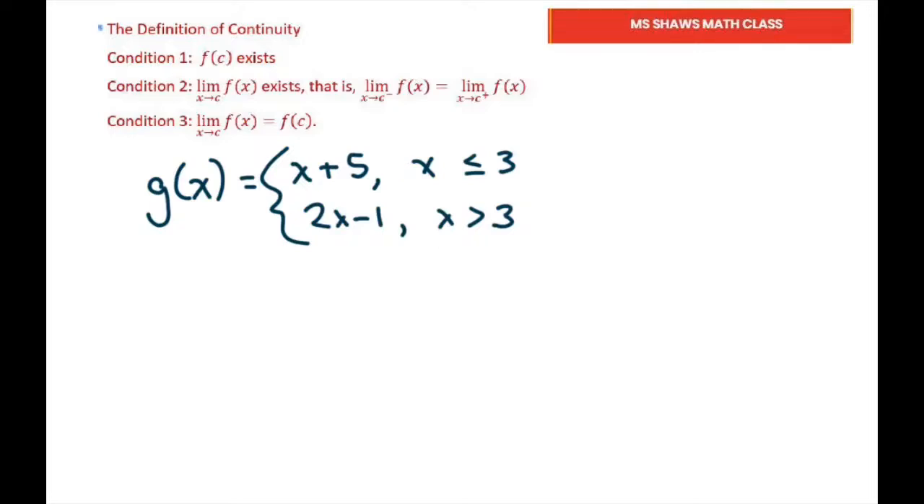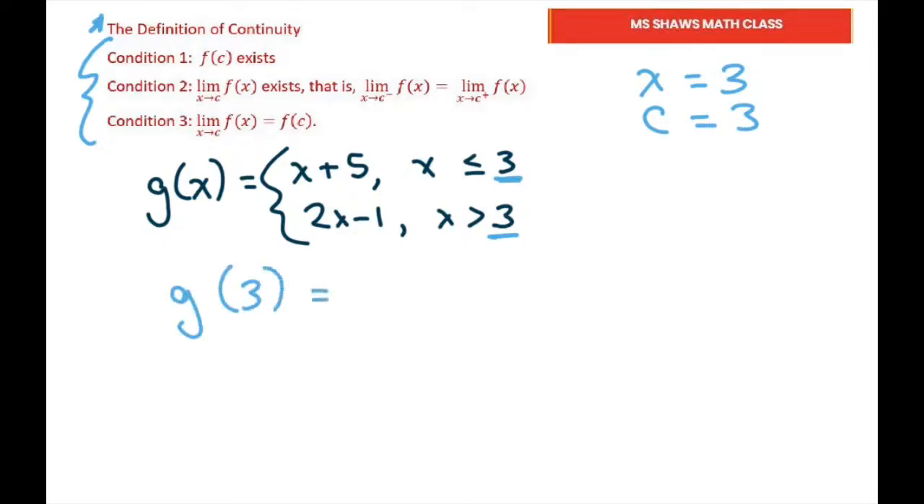The definition of continuity means it must meet these three conditions in this order. So we're testing at x equals 3. Therefore, that is our C, because the graph is changing at 3. So we're going to try g of 3. You have to plug it into this one, because this is the only piece where it equals 3.